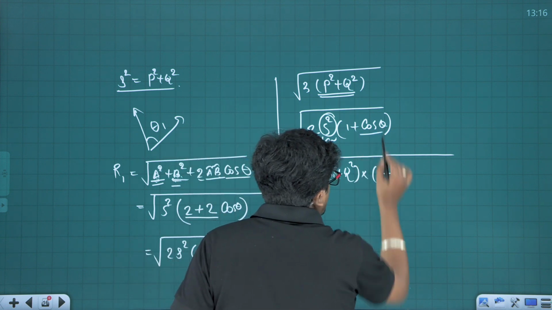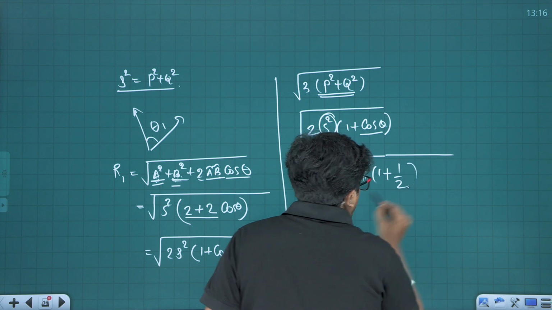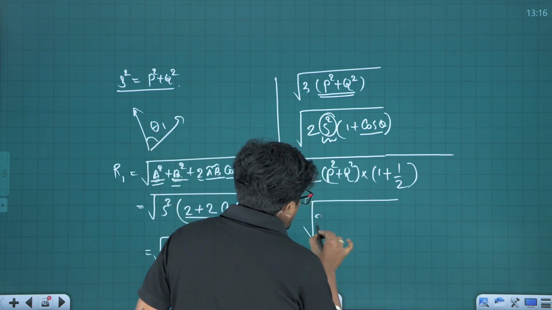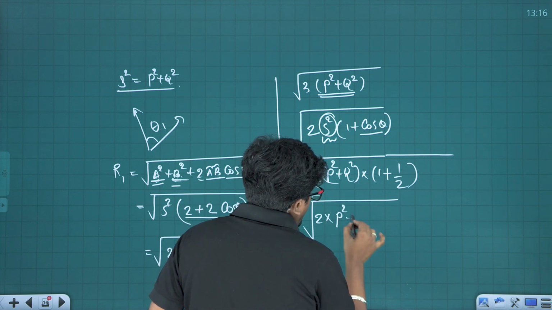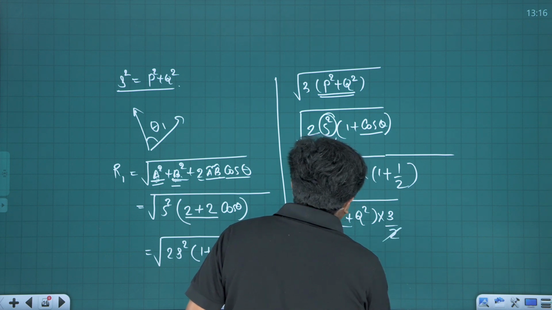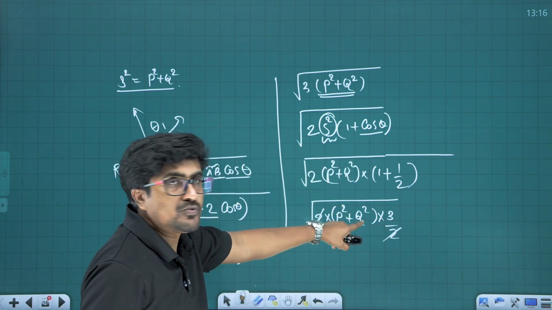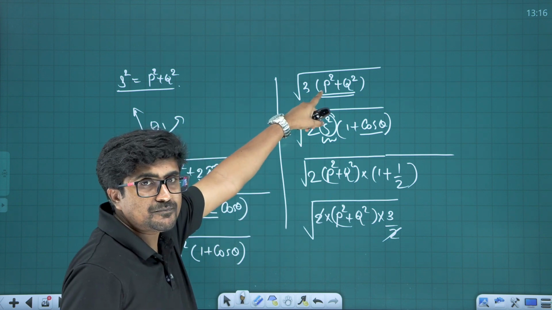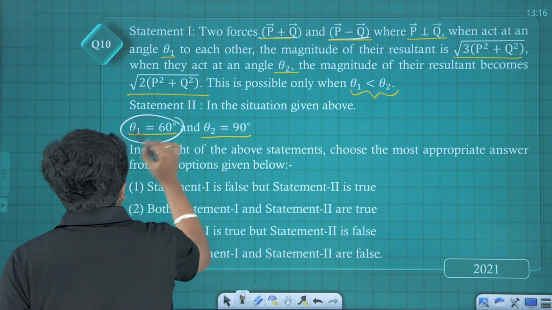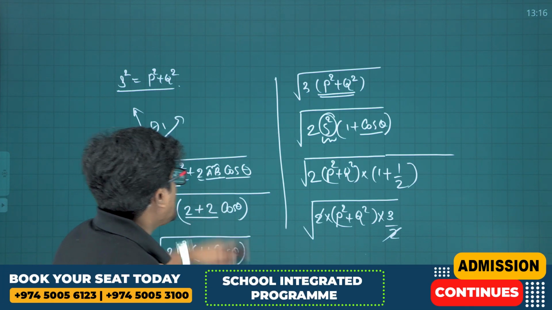So cos of 60 is 1 by 2. 1 plus 1 by 2 is 3 by 2. So here this is going to be 2 into P square plus Q square into 3 by 2. This one and this one will cancel each other, so you are going to get 3 into P square plus Q square, which exactly matches this condition. Are you getting me? That means this particular statement seems to be correct.